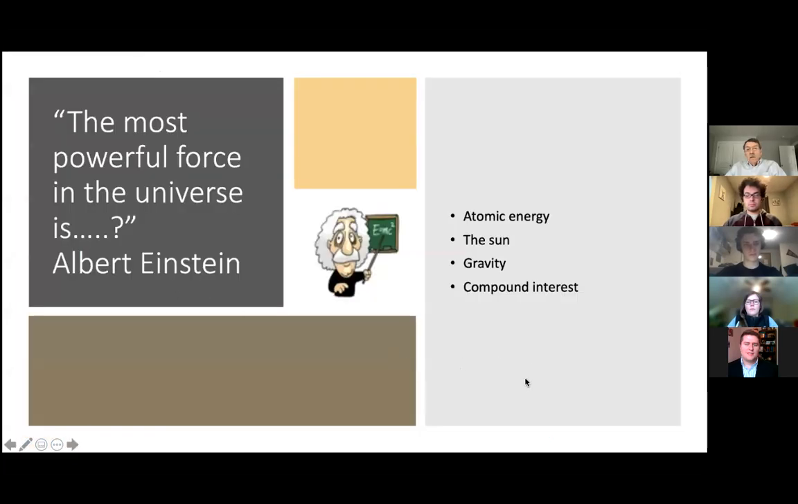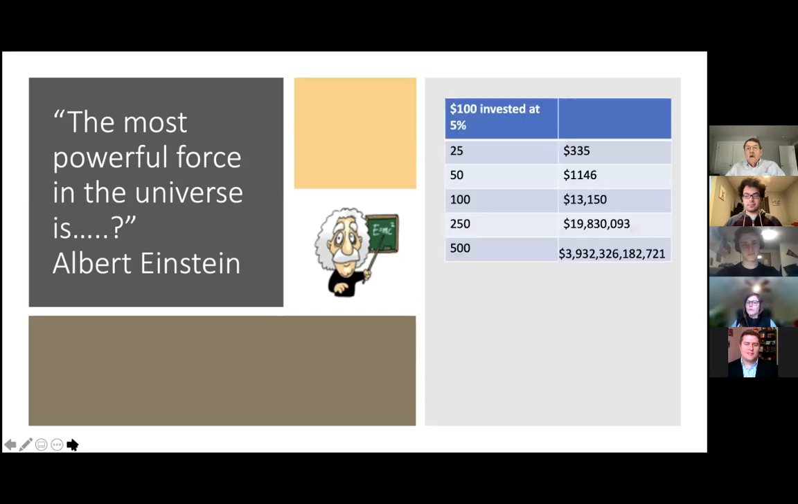So one of the fundamental concepts is compound interest. Albert Einstein, the great physicist, stated one time, the most powerful force in the universe is atomic energy, and that's where he made his living, the sun, gravity, or compound interest. And I think to most people's surprise, the answer he came up with was compound interest. And I'll show you why.